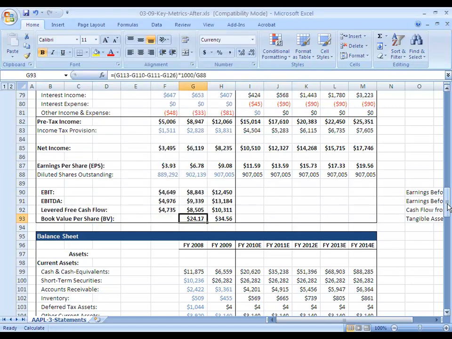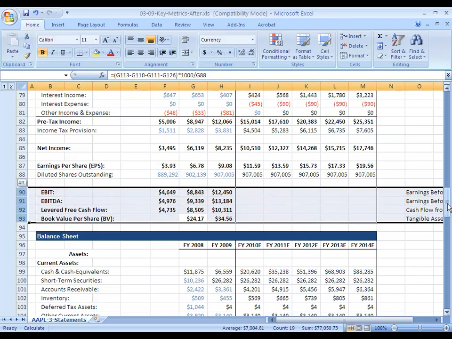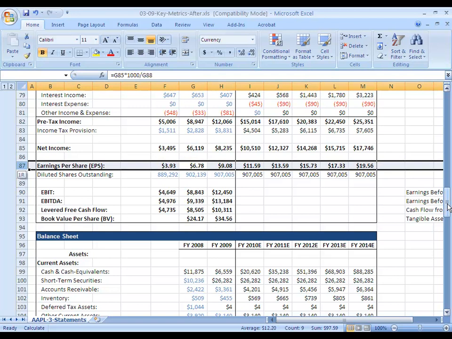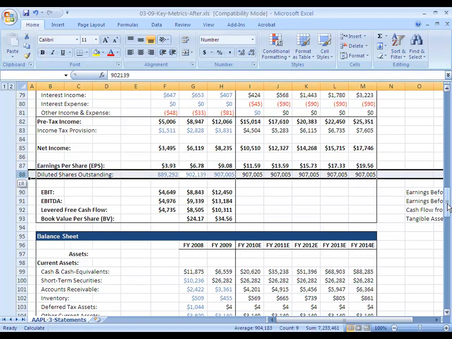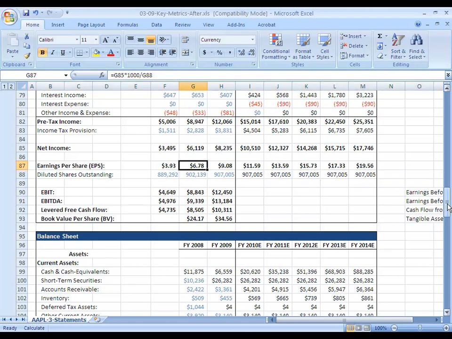So that's an overview of some of the key metrics that we look at when valuing companies here. Another key metric is earnings per share, which is right here, but we went over that before. That's just net income divided by diluted shares outstanding. In the next video, I'm going to be showing you how to actually use some of these in the valuation.